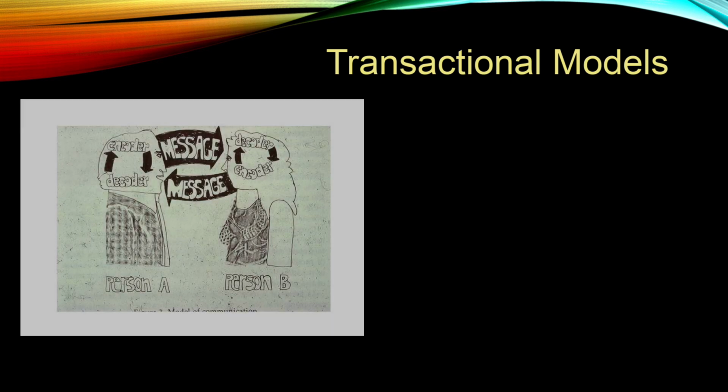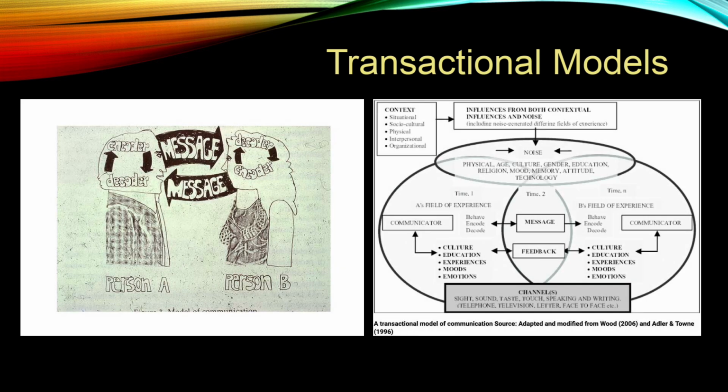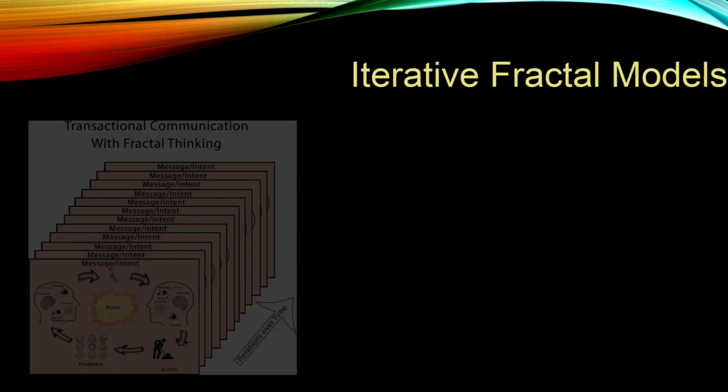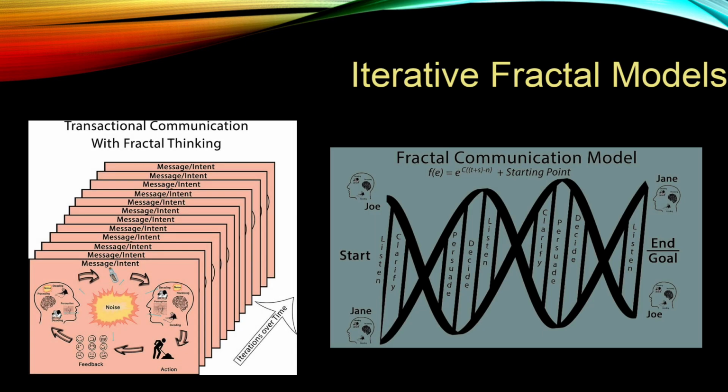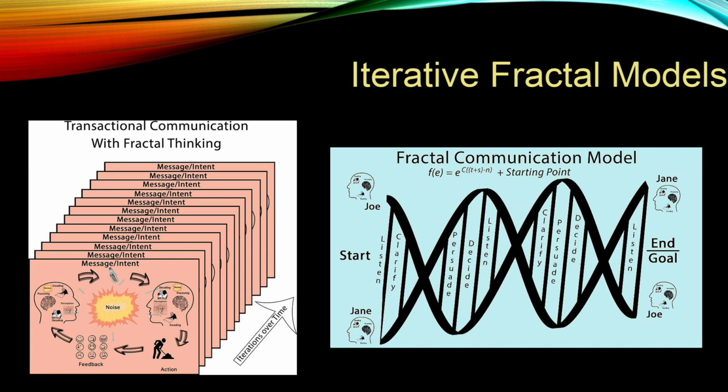I'll then discuss the transactional model. The transactional model evolved the one-way linear model to include how two people interact. This model was developed in the 60s and 70s by people like Schramm and Berlo. Then we'll talk about the newest addition to communication models, the iterative fractal communication model.